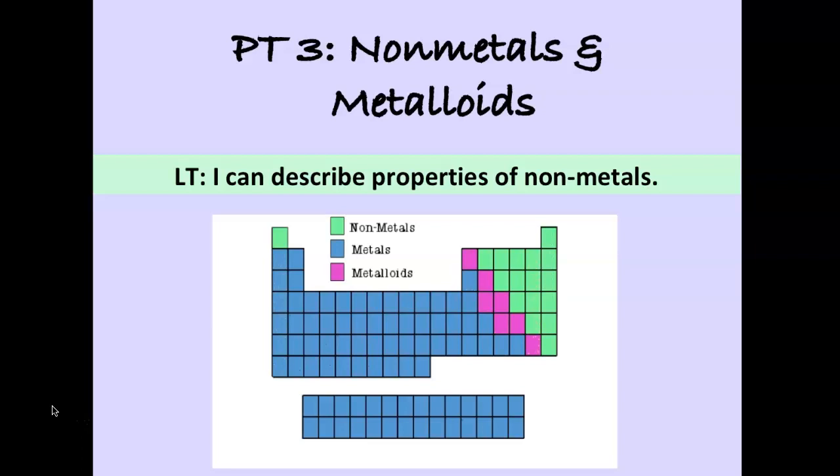In a previous section, we looked at the metals, which make up most of the periodic table. The metals can be seen in blue in this image. In this section, we're going to be looking at the nonmetals, which are shown in green, and then the metalloids, which are on this kind of zigzag in this purple color. So we're looking at the characteristics of nonmetals and metalloids.